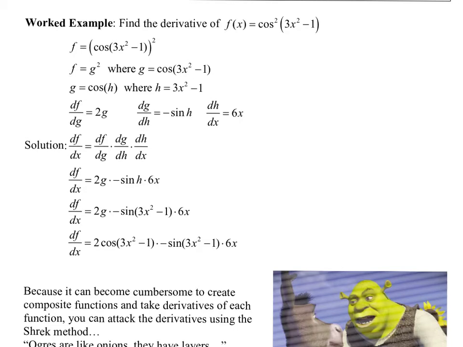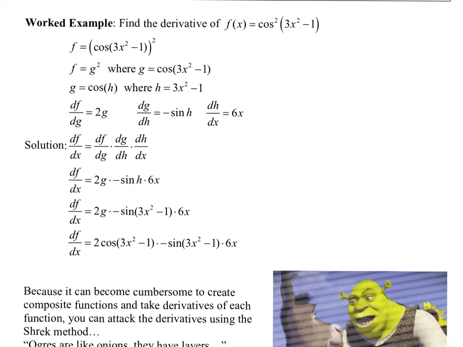So the first thing is find the derivative of f of x equals the cosine squared of the quantity 3x squared minus 1. So here we've got a lot going on. It's not just a trig function anymore. It's not just a polynomial anymore. We've got a whole bunch of composite functions going on here.